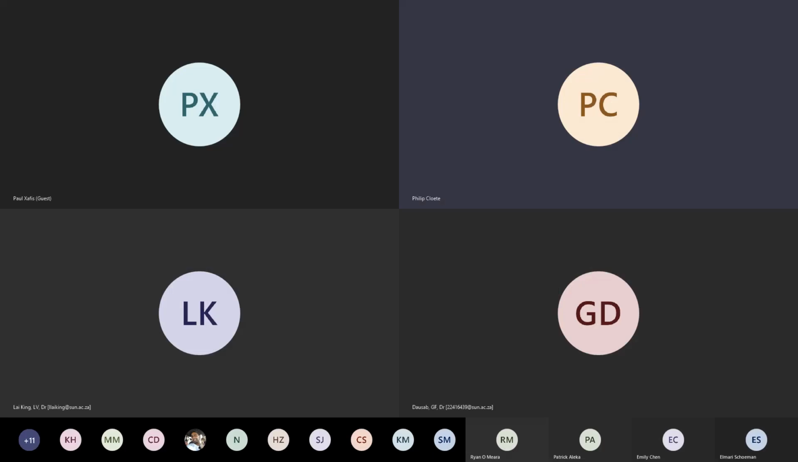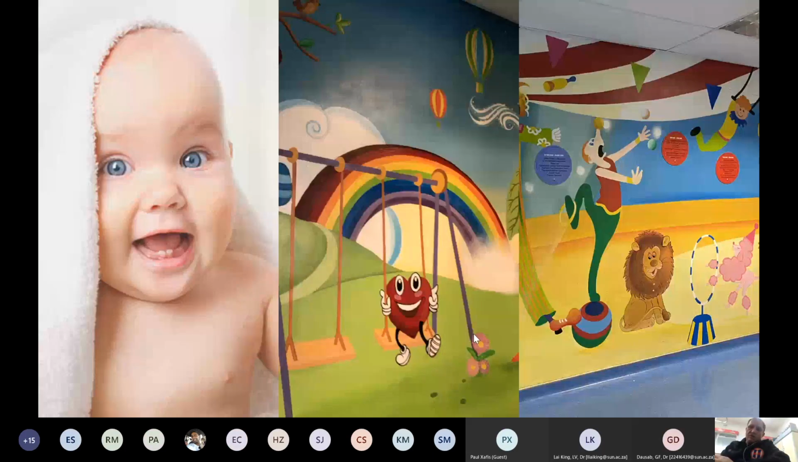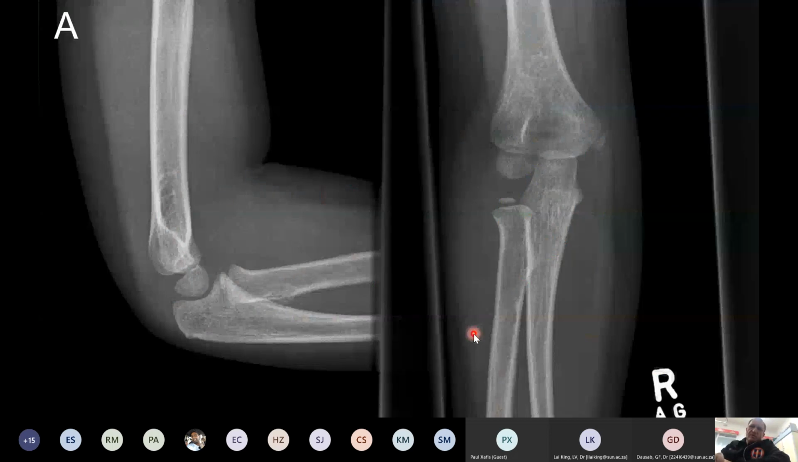X-rays in children can be quite a challenge in some instances. So we're going to get started, and this is our first poll. If you go on to Slido and scan the QR, you should get different options. And the question is easy. All of you know how to do this.